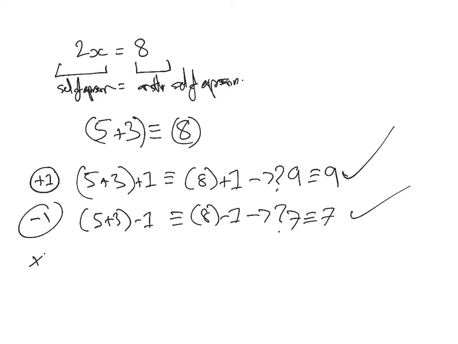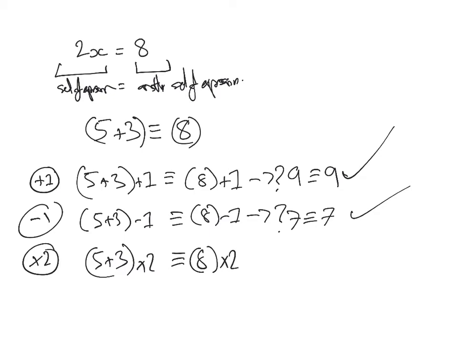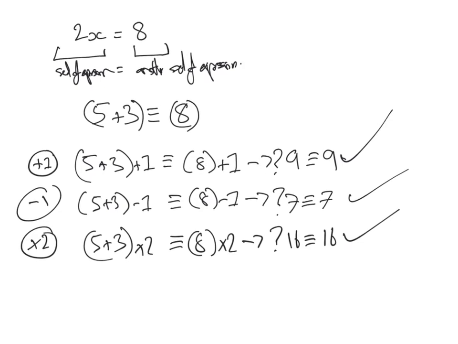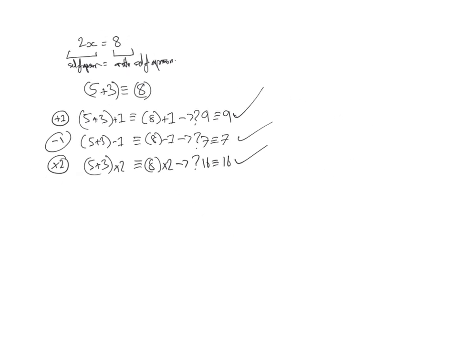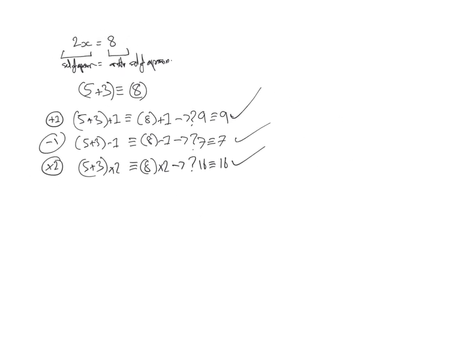If we're going to times this by 2, now, we have 5 plus 3, and we times that by 2. Okay. Is that the same as 8 times 2? So, 5 plus 3 is 8, times 2 is 16. Is 16 identical to 16? Yes, it is. All right. Now, you're probably thinking, why is he teaching us the obvious here? Okay. So, let's have a look at division as well.